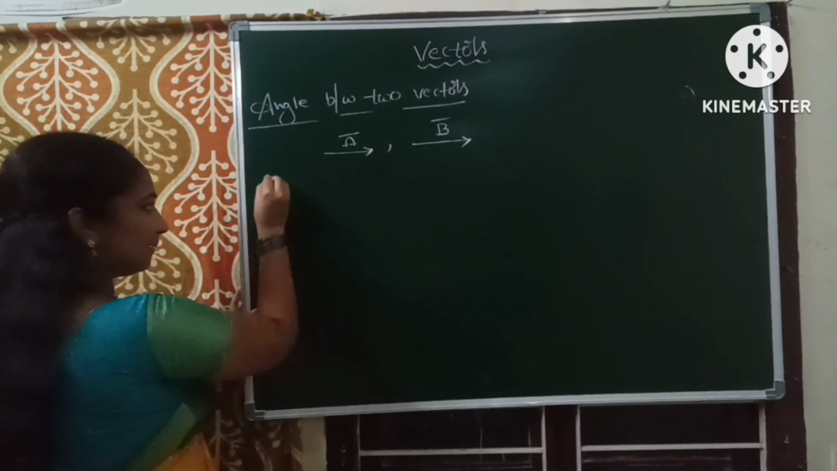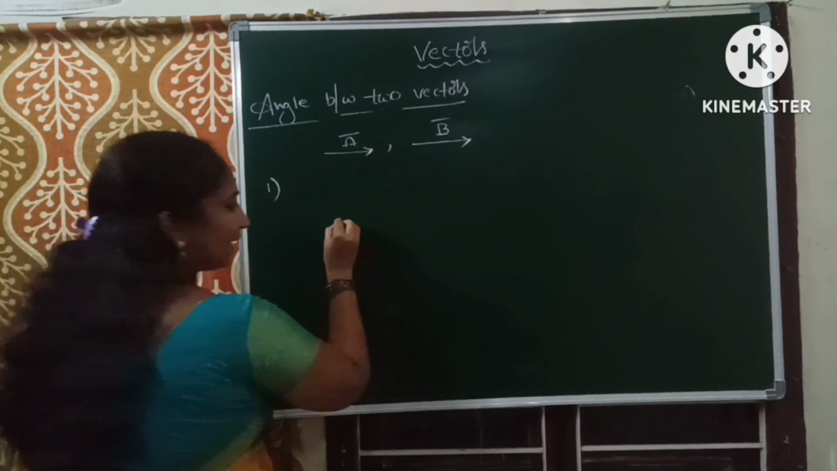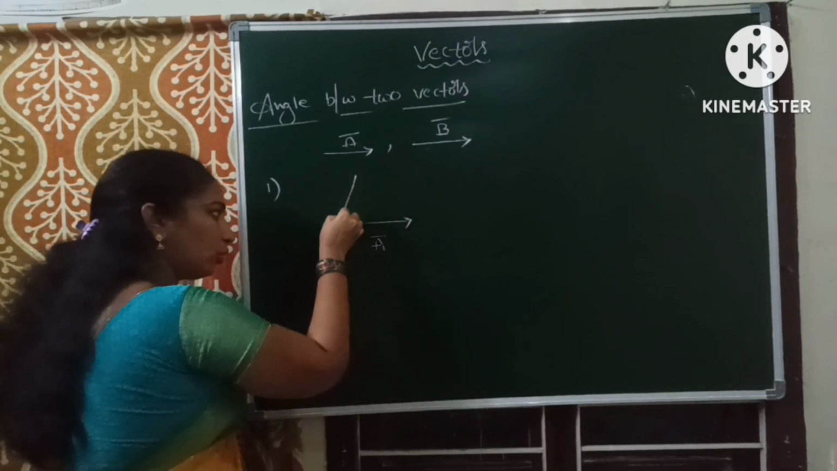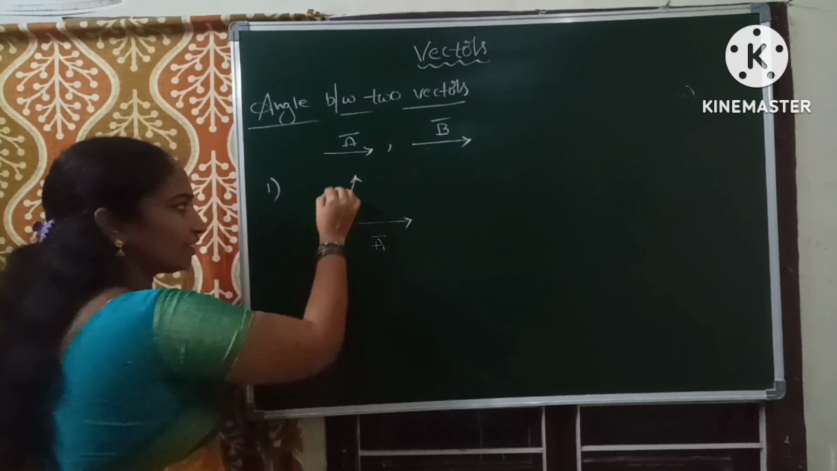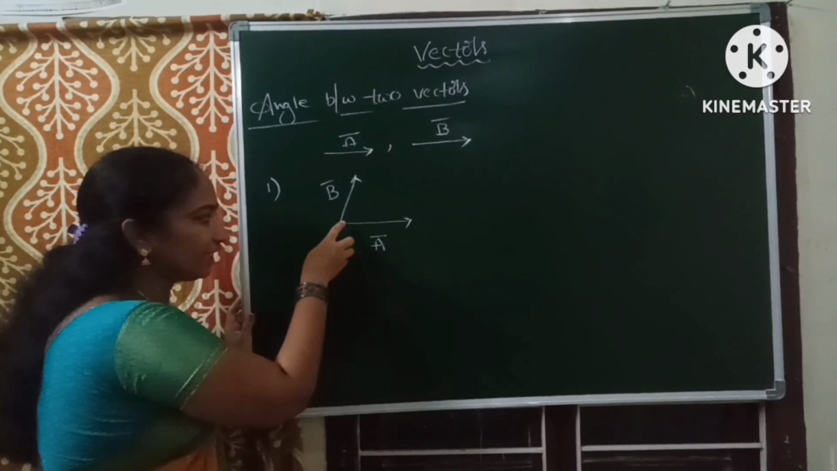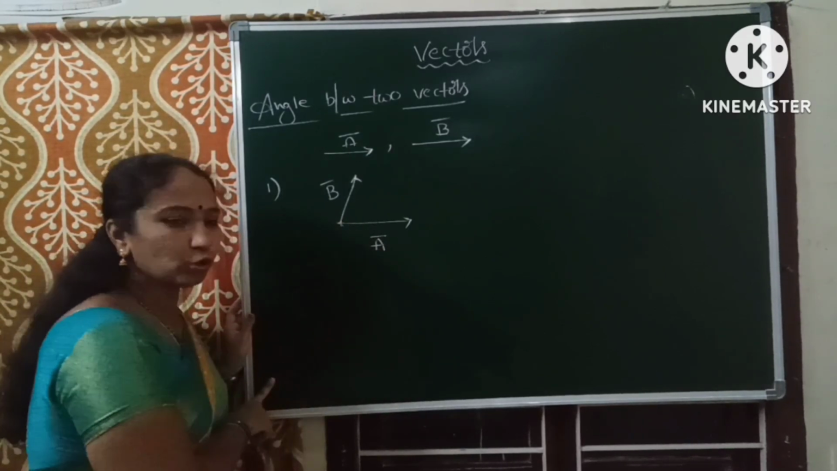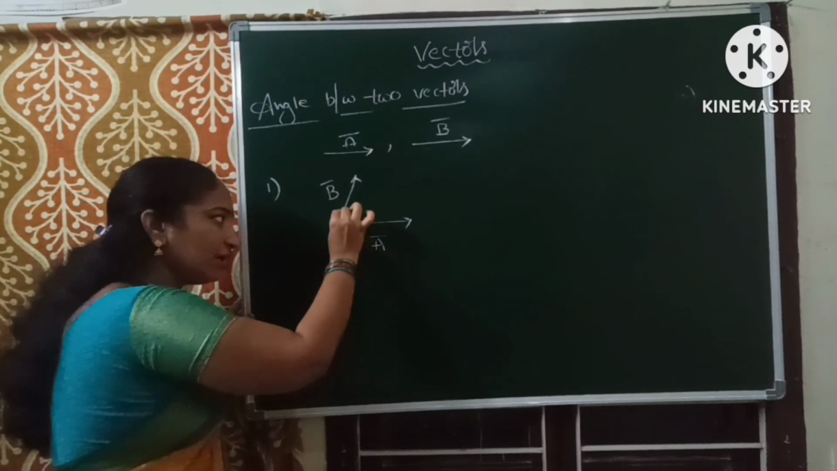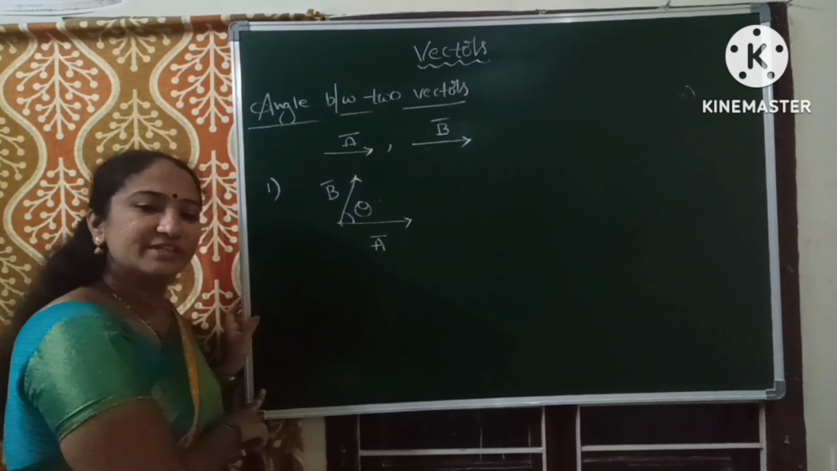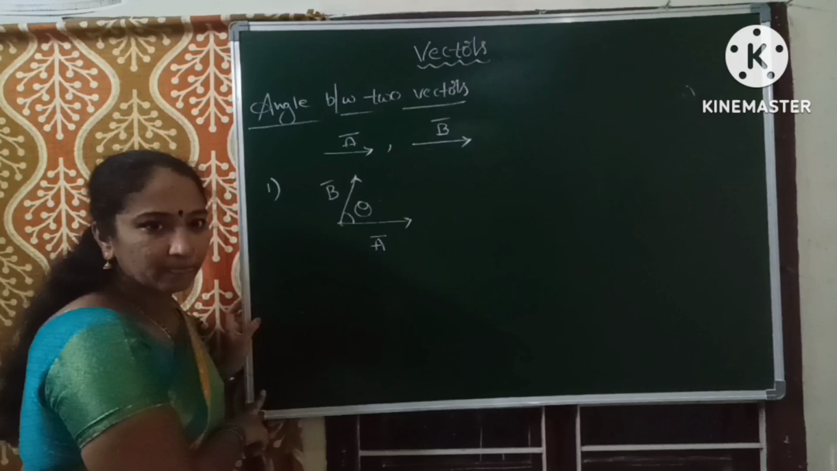Let us discuss. For example, here I considered a bar in this direction and here I took one more vector, b bar, in this direction. See here, the two vectors' tails coincide. The tail of a and the tail of b both coincide. In this situation, we should consider the interior angle as the angle in between the two vectors, which is represented by theta.